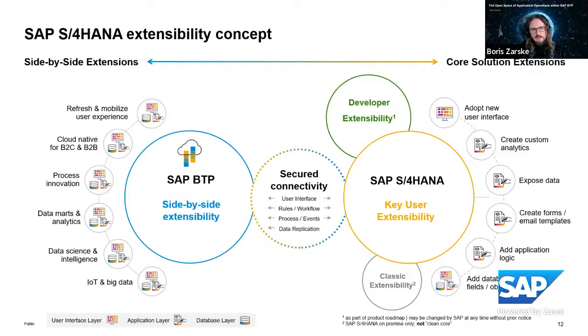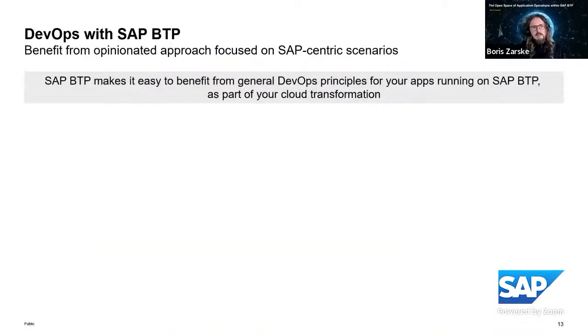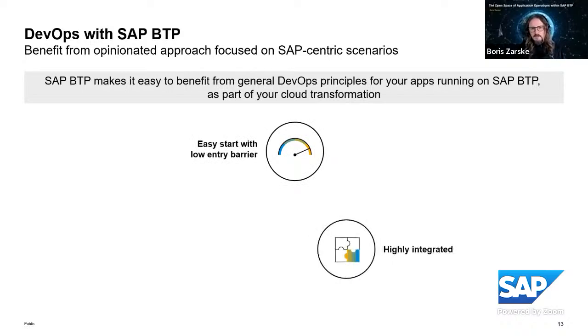How do we want to do that? For that, we have the ambition to make it easy for you to benefit from general DevOps principles for your apps running on BTP. Also, for example, as part of a cloud transformation. Of course, it's not a must, but also here we want to tackle that. How do we want to do that? First of all, we want to offer a very easy start with a low entry barrier. We want to offer a highly integrated offering, which makes it easy to start with development and also delivery, and then also later operations, so that this all goes hand in hand for your SAP-specific use cases.